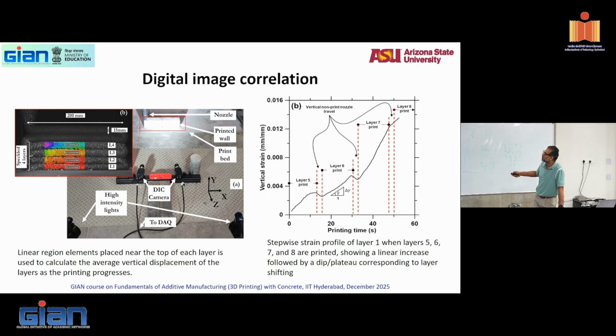Your nozzle is now moving to the next one. So you lift the nozzle a little bit. You see that strain dropping slightly, right? And then the nozzle comes back and pushes more load. One layer is done. The nozzle lifts up. So the strain is released. Then you put again. So again, different layers are being printed. And I think this is on layer 1 actually. Strain profile of layer 1 when layers 5, 6, and 7 are printed.